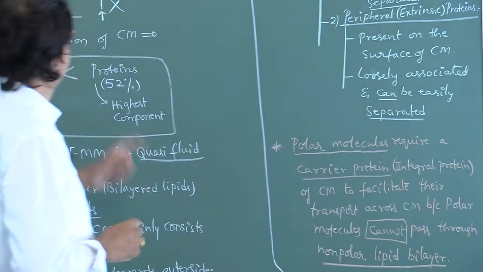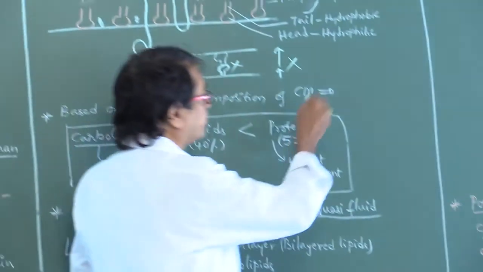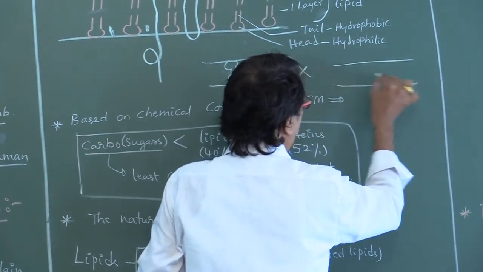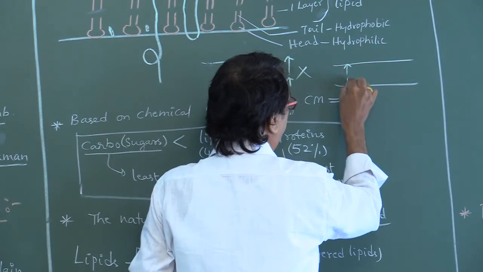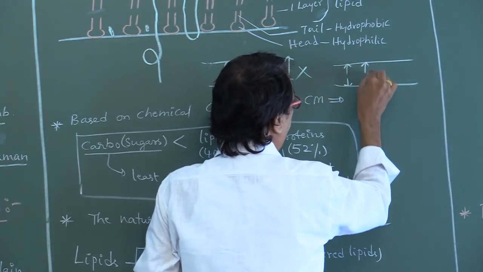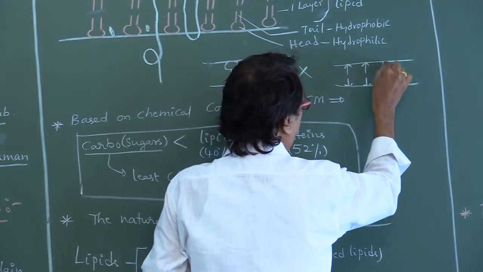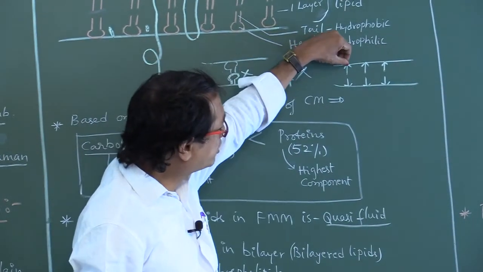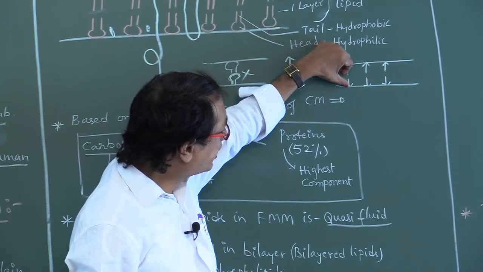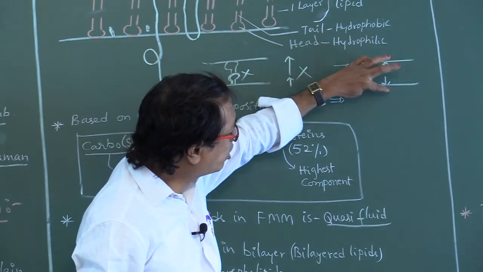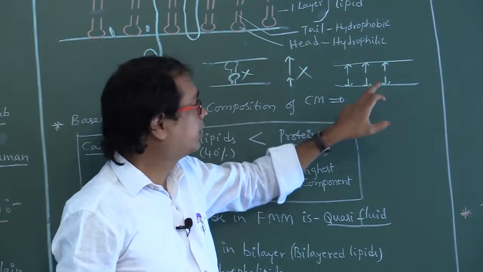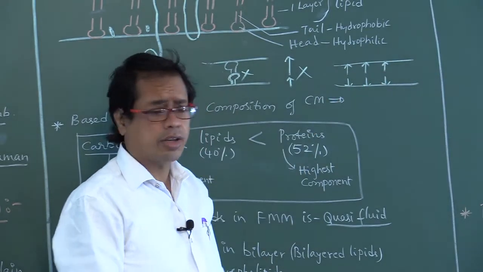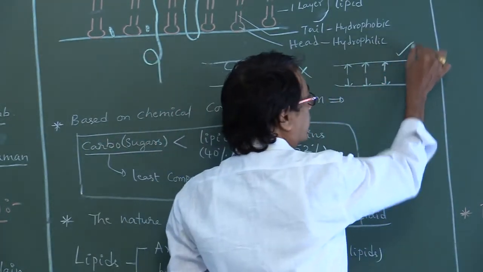Okay? And in the diagrammatic representation, see, is this one a correct or wrong diagram? Let us suppose this is the head, this is the tail. Head is present towards the outer side. Tail is present towards the inner side. So this diagram is correct.